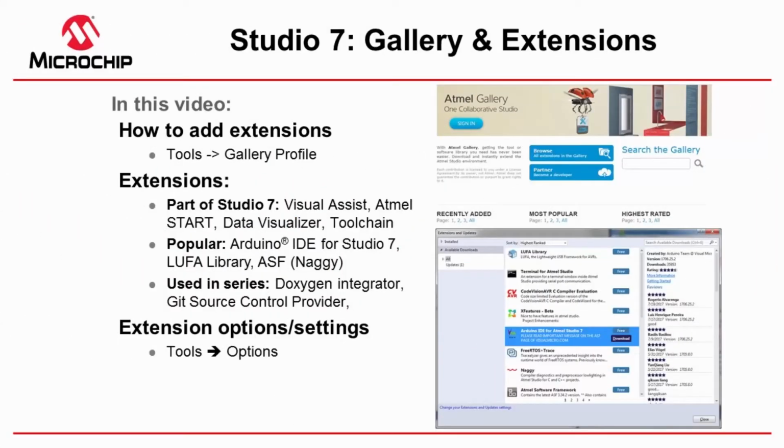In this video, I'm going to talk about the Atmel Gallery and extensions to Studio 7. Studio 7 is quite a modular platform, and much of the functionality actually comes through in the form of extensions. So I'm going to talk about some of the default extensions, certain popular extensions, and then also other extensions which I just happen to use in the series and in my daily development. I'm also going to show you how you can connect the Studio options for the tools to the extensions which are installed. Let's have a look.